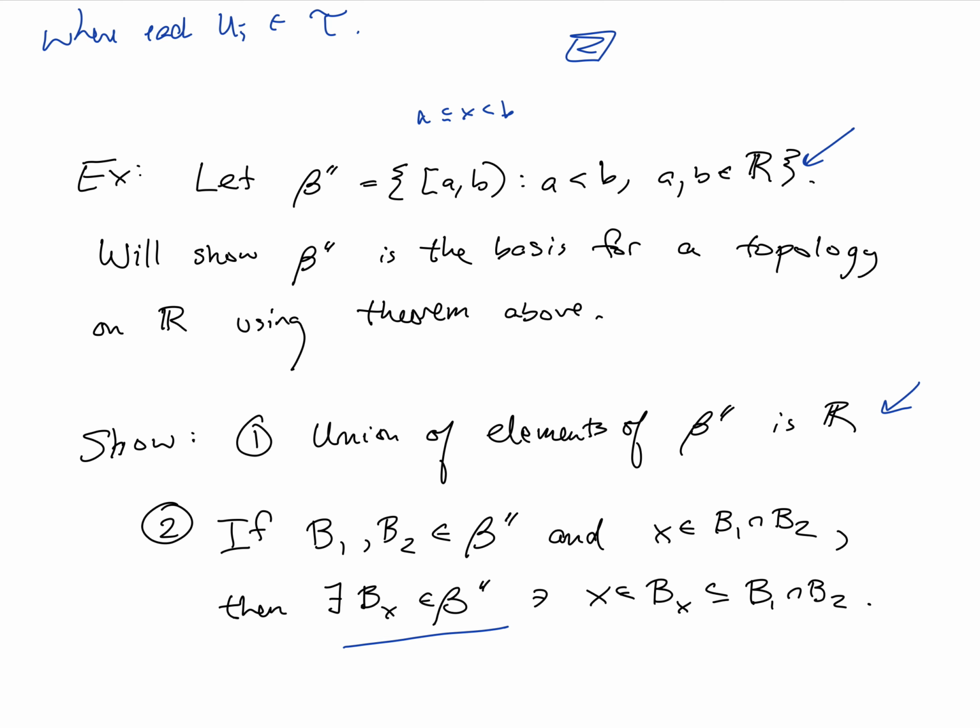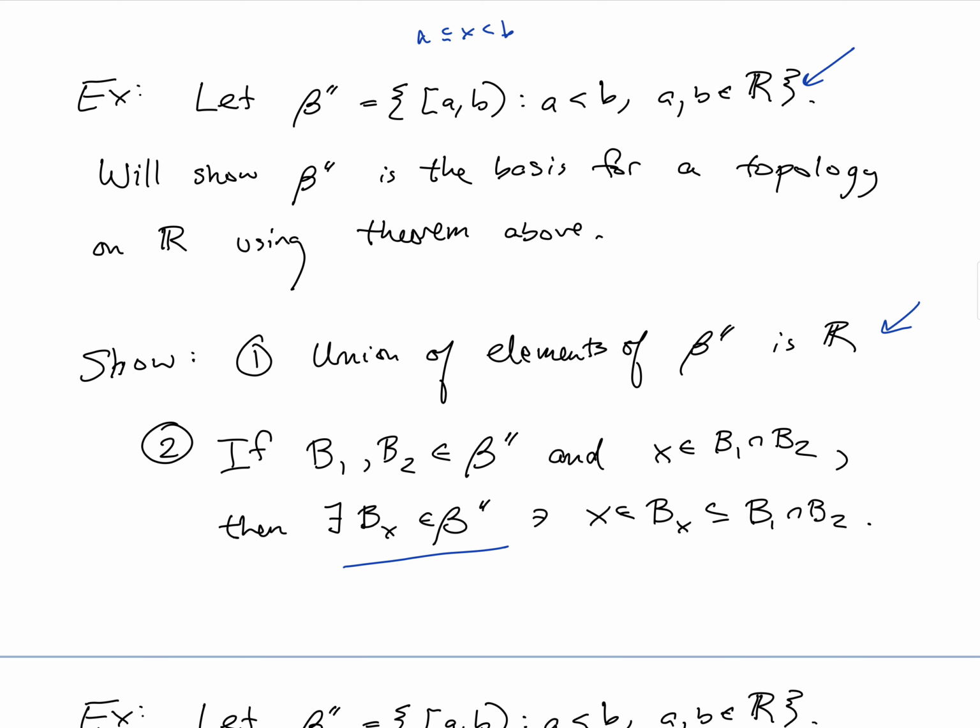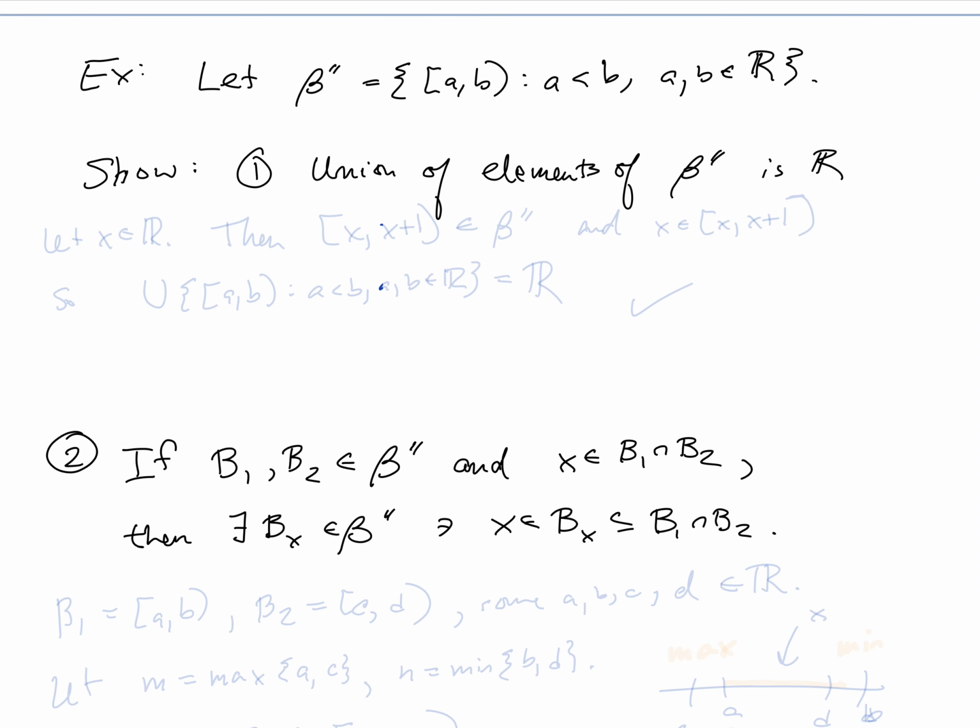The first piece is pretty quick. To show that the union of these subsets of R gives us all of R, let's show that any element of the real numbers is in at least one of these sets. So let X be an element of the real numbers. Then the set [X, X plus 1) is an element of this collection of sets, this B prime, and X is an element of [X, X plus 1).